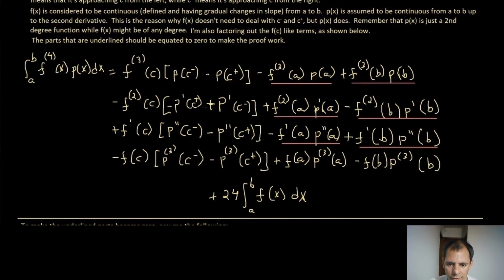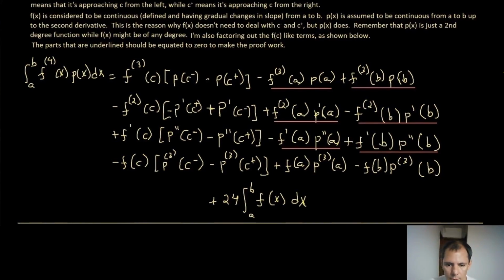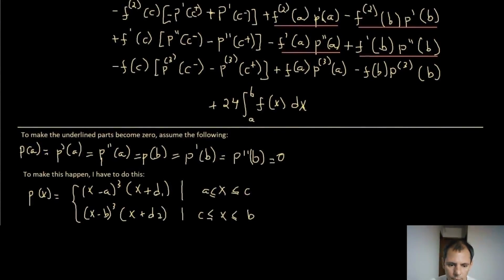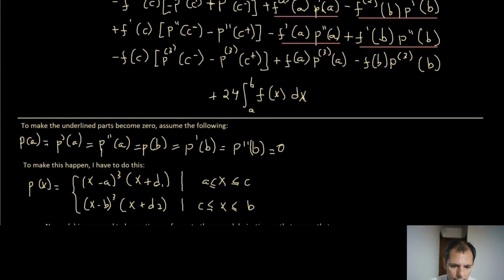You also want the first derivative of the p to the left of c to be equal to the first derivative of the p to the right of c. You also want that for the second derivative, okay? So we're going to force that. Okay, so let's keep on going. All right, now to make this happen, I have to do this. Remember that p is going to be a fourth degree polynomial, a monic quartic polynomial, right?